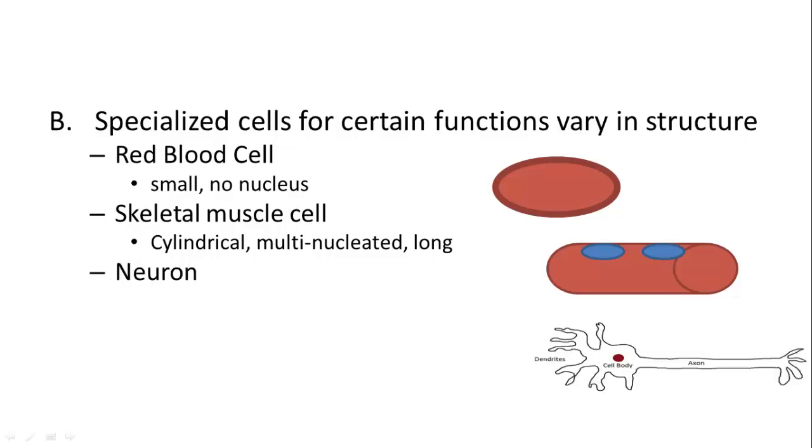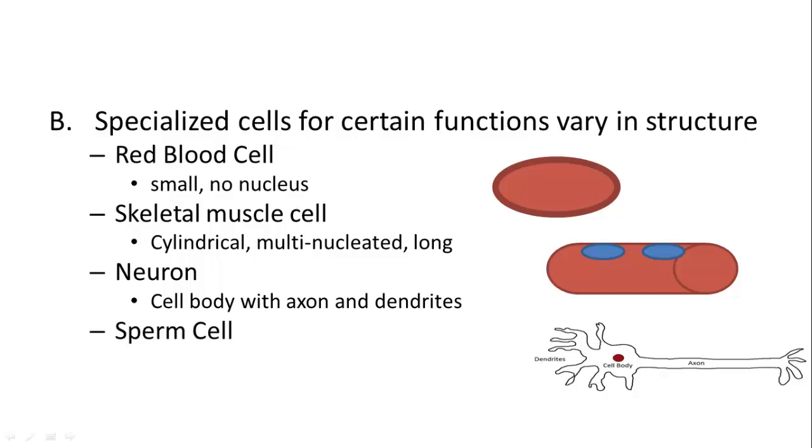You have neurons, which have these receptive features on one end and some sensory output features on the other. So you have the dendrites receiving signal and the axon sending the signal. Sperm cells as well. This is the only cell in the body that has a flagella. So it has independent movement, which is necessary for it to be a part of fertilization.